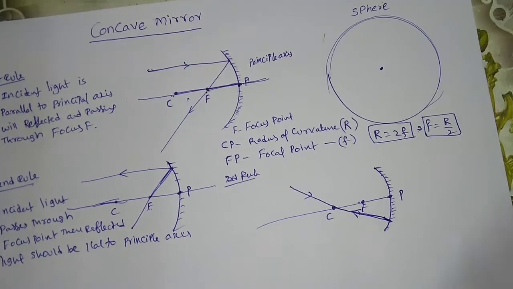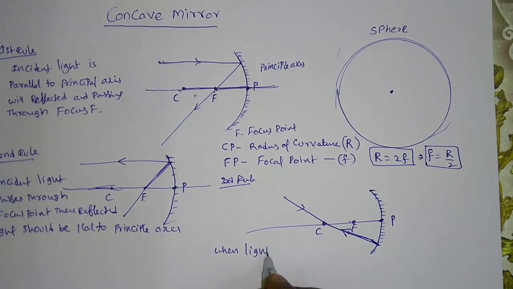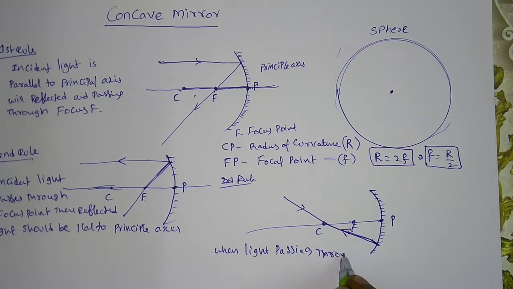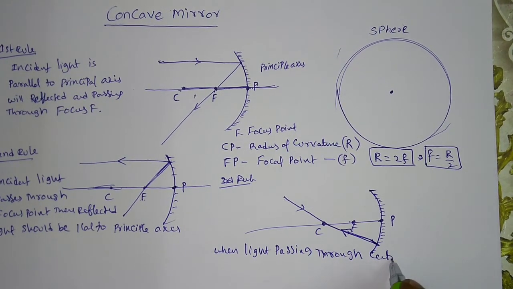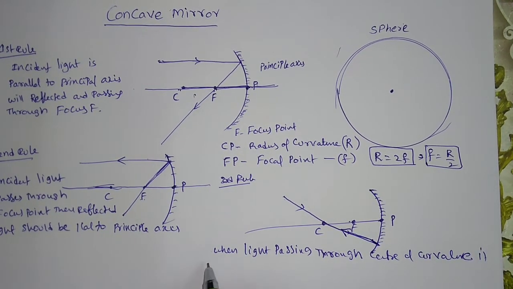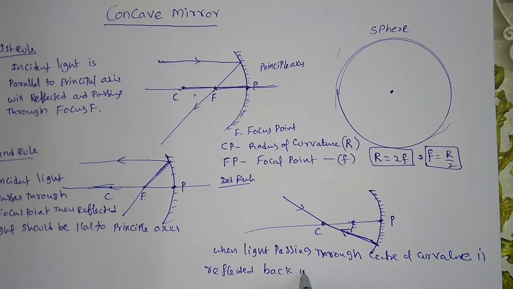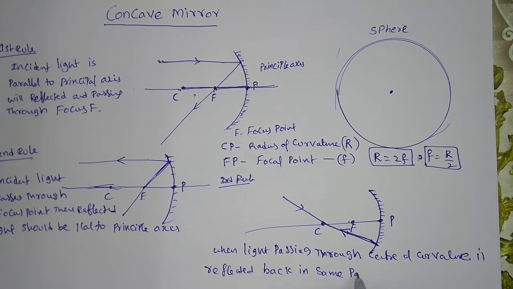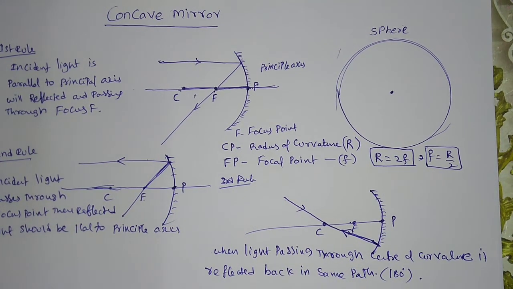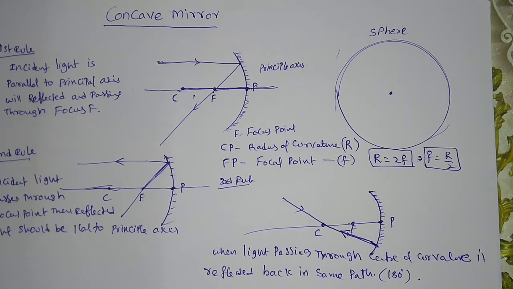So, we can write: when light passes through the center of curvature, it is reflected back along the same path. That is 180 degrees. So, these are the three important rules for forming the image due to the concave mirror.